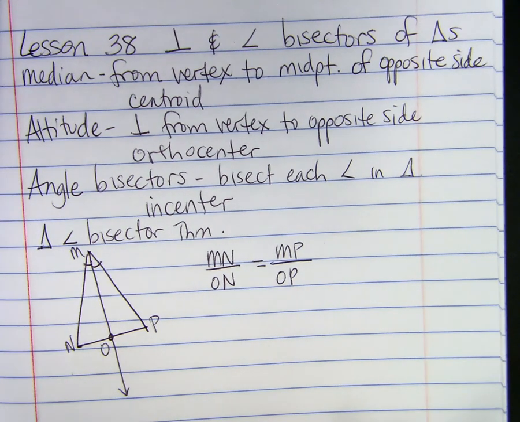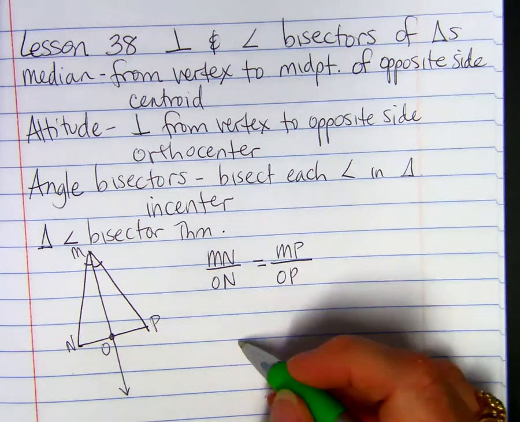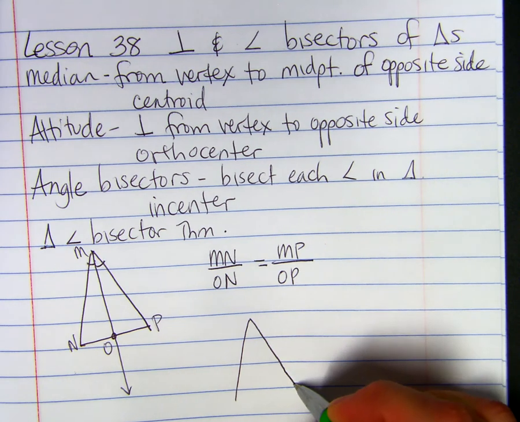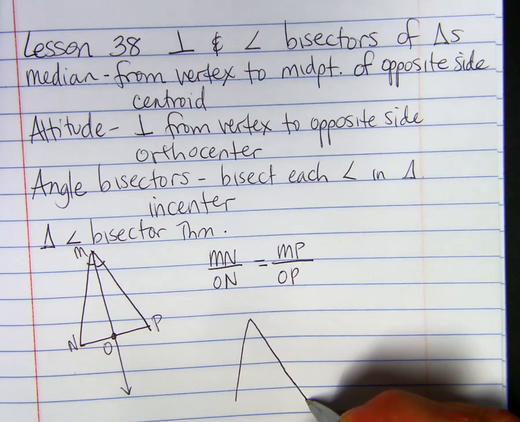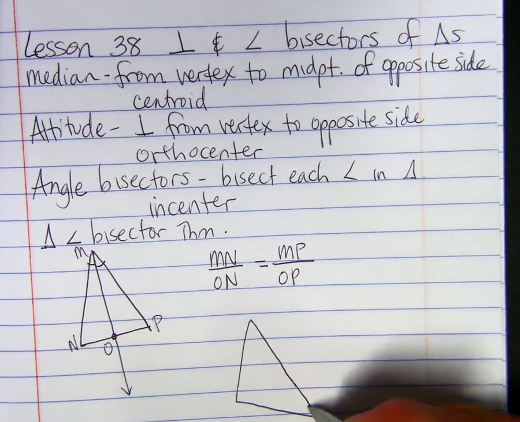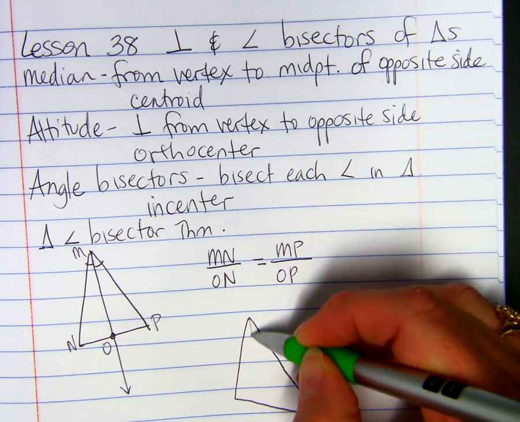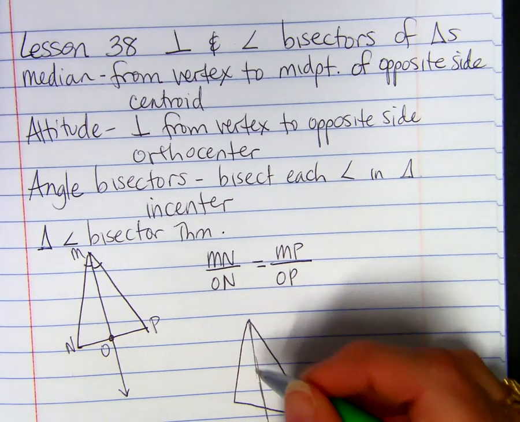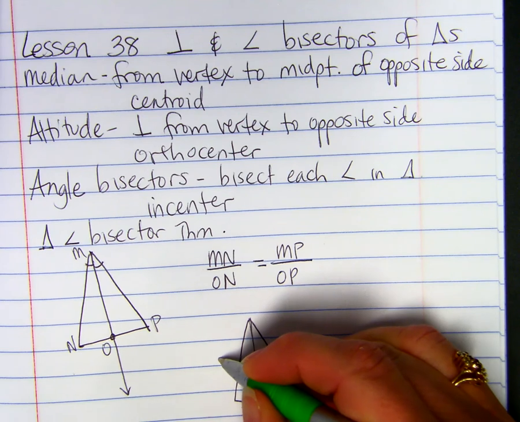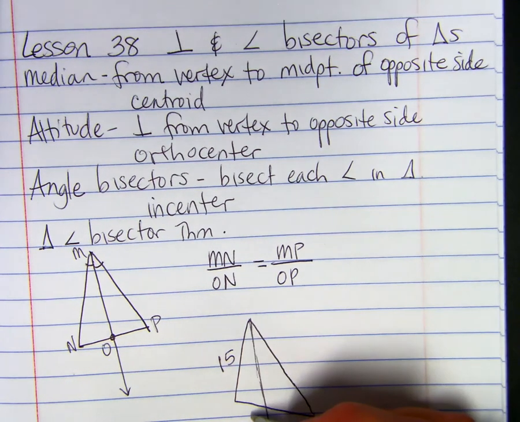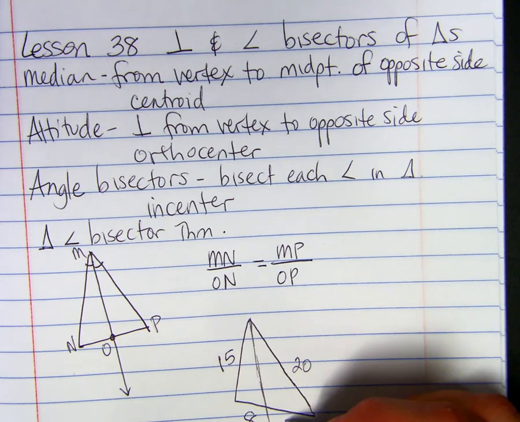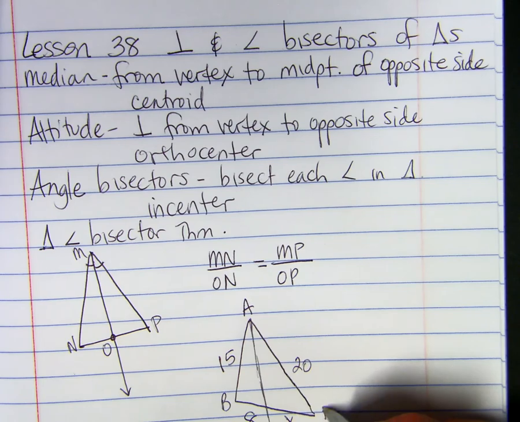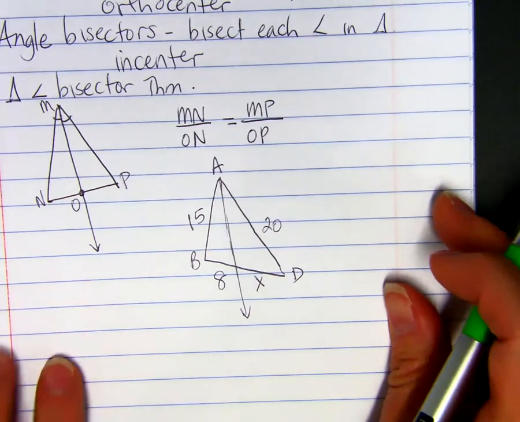I was going to do an example, but my drawings are just not very good with how it looks, so I will try to do this. Okay, so we're going to bisect this angle. That still doesn't look right. Okay, so if this side is 15, and this side is 8, and that is 20, and this is X. This is A, B, D. Okay, so we want to find X.